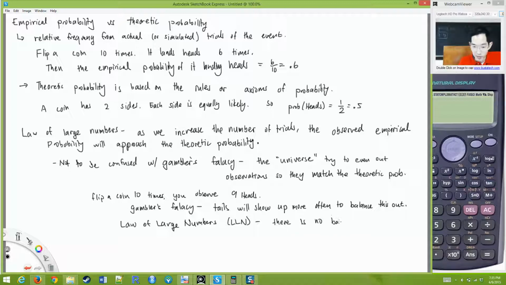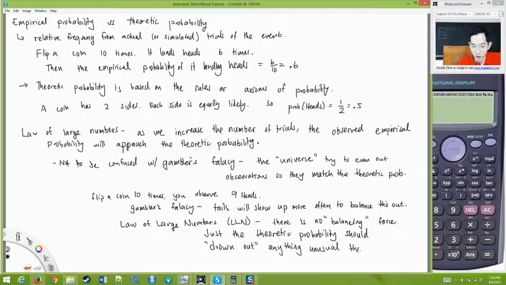There's no balancing force, just the theoretic probability should drown out anything unusual that appeared early on.